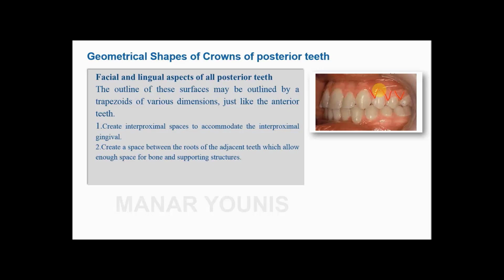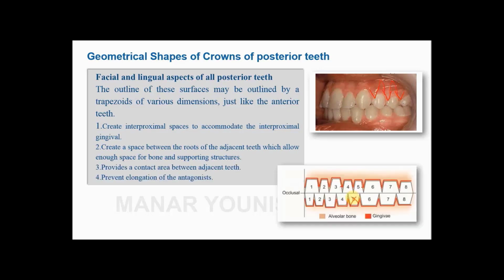Also, it will create a space between the roots of the teeth to accommodate the root and the supporting bone and periodontal ligament. This configuration will provide contact area between teeth, whether anterior or posterior. Finally, it will prevent elongation of the antagonist teeth.